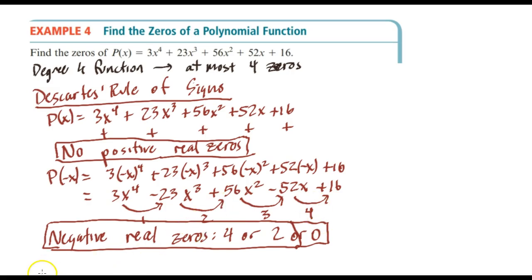Okay, so hopefully this makes sense. And if you have any concerns, let me know. We're going to move on to the next part of this, dealing with the rational zero theorem.